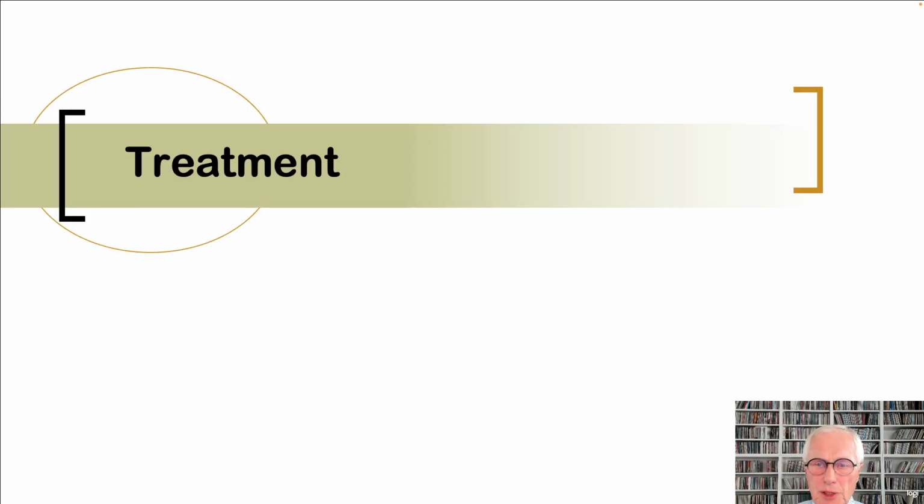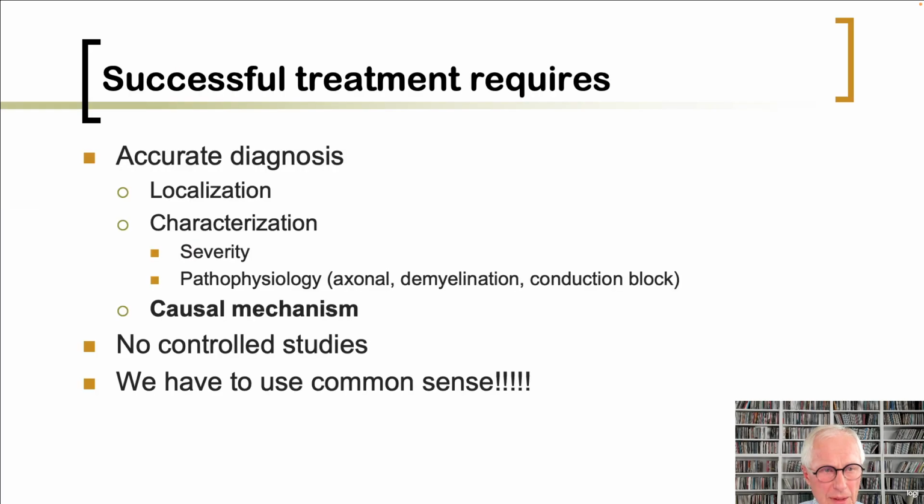So, let's look at the treatment. Successful treatment requires that we have an accurate diagnosis. We localize exactly where the problem is. We characterize the problem: how severe is it, and what is the pathophysiology? Is it axonal? Is it demyelination? Is there a conduction block? The pathophysiology will also help us to give a prognosis.